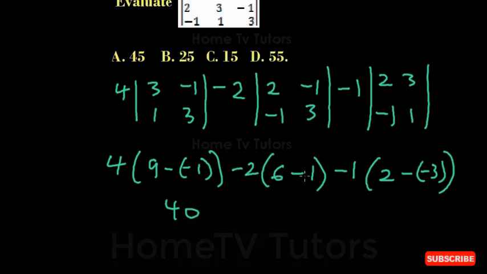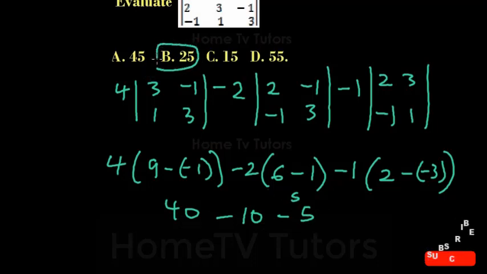Then for this, 6 minus 1, that's 5. Minus 2 times 5, that's minus 10. Then for this we have minus will be plus, so we have 2 plus 3, that's 5. 1 minus 1 times 5 will give us minus 5. Alright, so 40 minus 10, 30, 30 minus 5, 25. So from the answer options, B is the right answer.